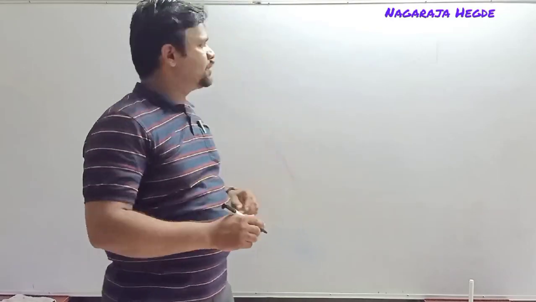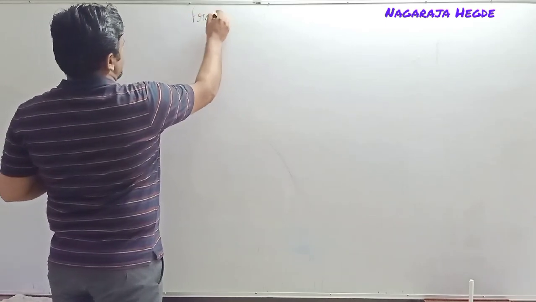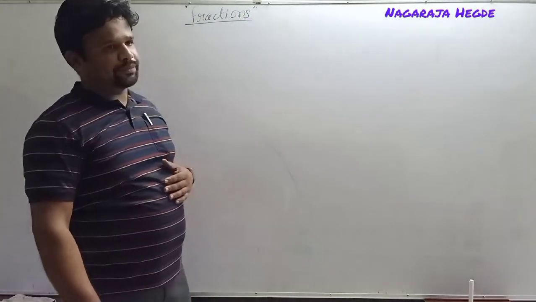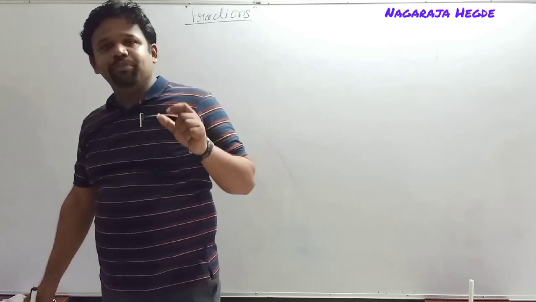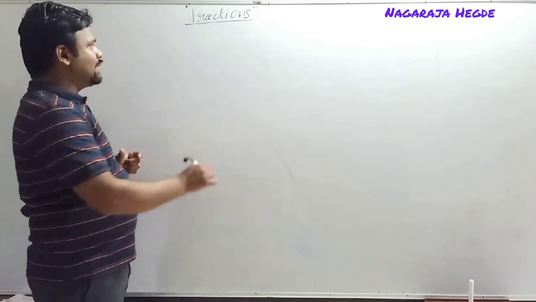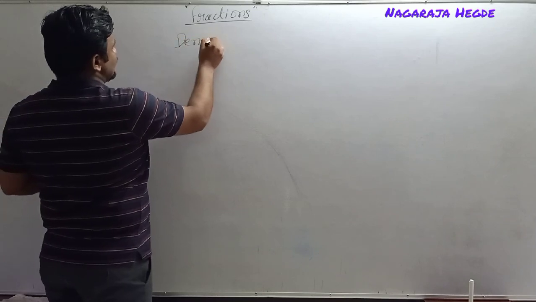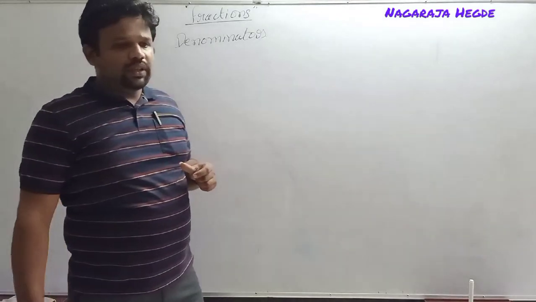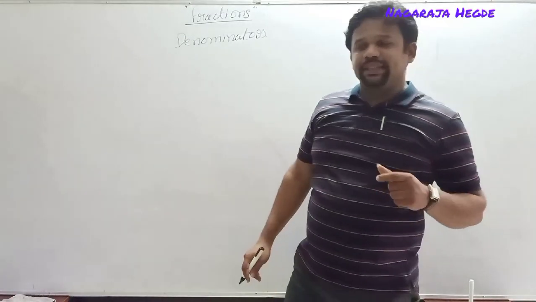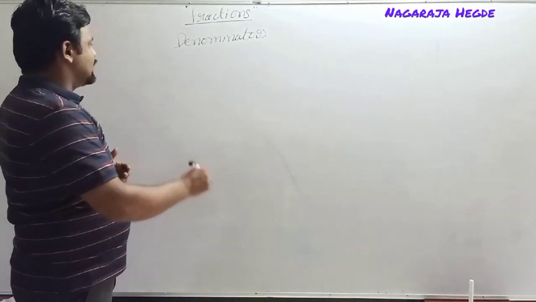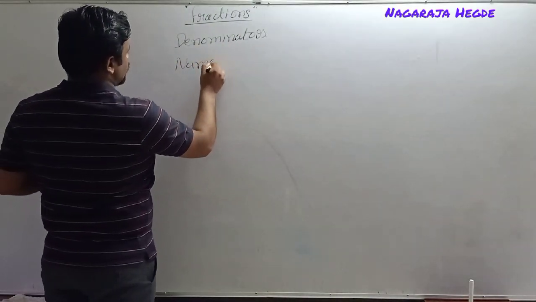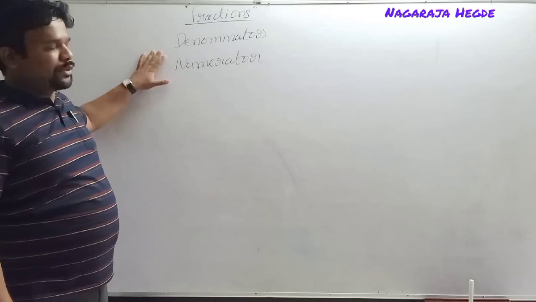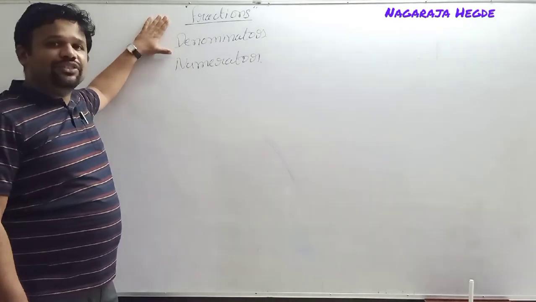Let us discuss fractions. So what is a fraction? A fraction is a part of a unit or several parts of a unit. The number which indicates how many parts a unit is divided into is called the denominator of the fraction. And the number which indicates how many parts are taken represents the numerator of the fraction.